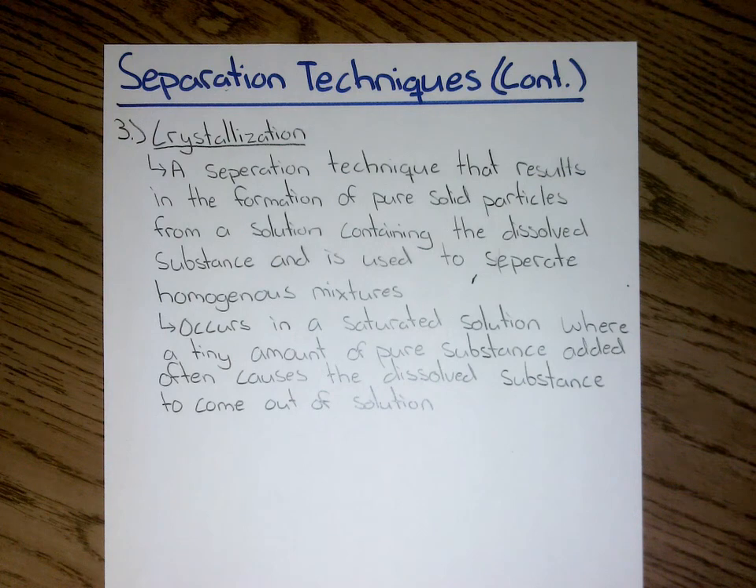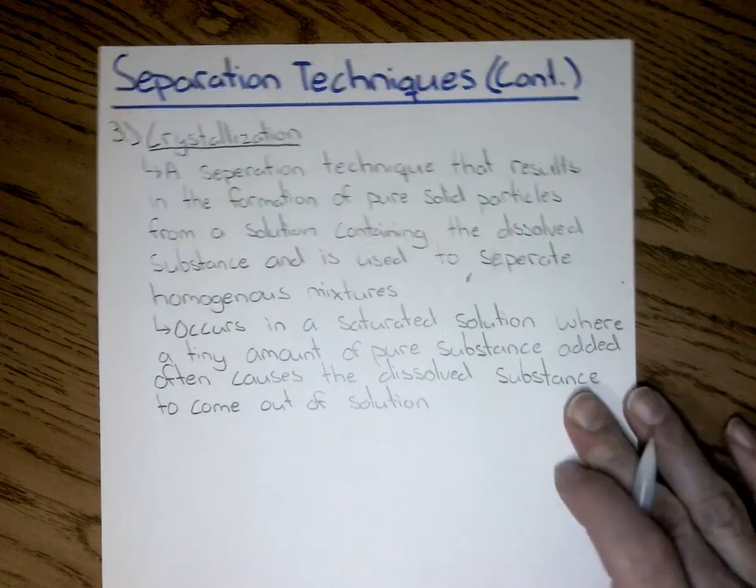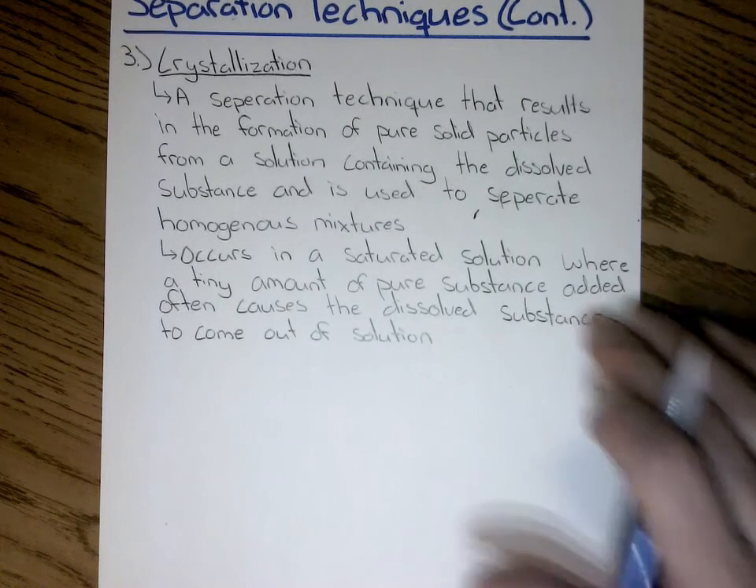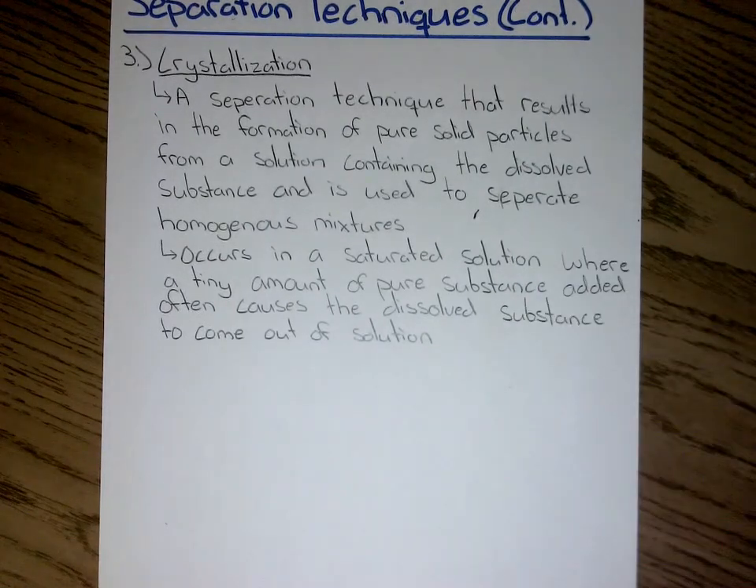Now, what you can think about here is that with crystallization, when we have this saturated solution, the pure substance is going to collect as crystals on an available surface. Typically, we see this available surface as the bottom of a beaker or something similar to that in nature.